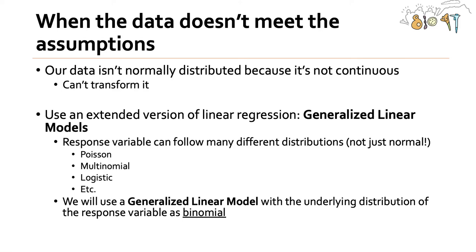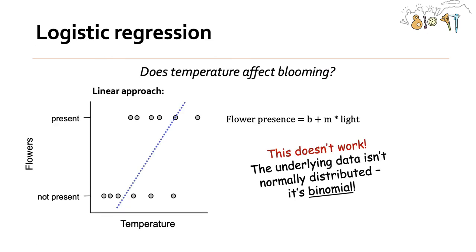So response variables can follow many different distributions, not just normal distributions, distributions such as the Poisson, multinomial, or in this case, logistic. So when we want to understand the relationship between a continuous X and a categorical Y, we'll use a generalized linear model with an underlying distribution of the response variable as binomial. And by binomial, I mean one of two options. In our example, flowers not present or flowers present.